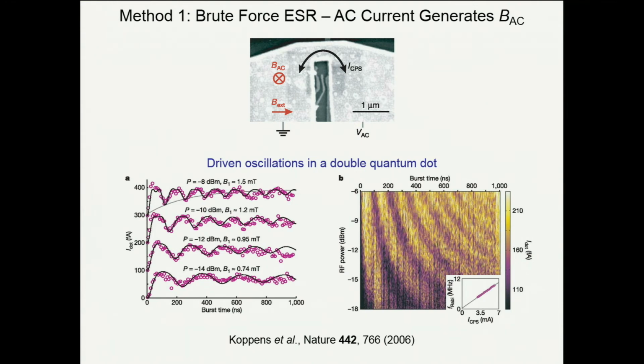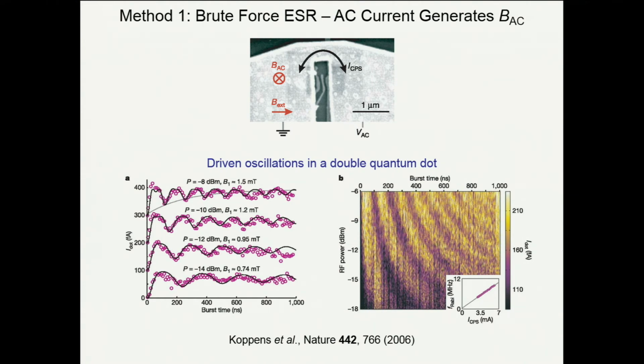So this is an early experiment from the Delft group, where they took a quantum dot device. If you peek here, you see the gate electrodes underneath. So they make their quantum dot, and then on top of it, they put a big microwave antenna. And they're going to drive a gigahertz frequency current through this that oscillates a magnetic field. Okay. And you can see here, there are driven oscillations in this device. This is a plot of the spin state probability as a function of the burst time of this microwave field. And they were able to resolve Rabi oscillations of a single spin.